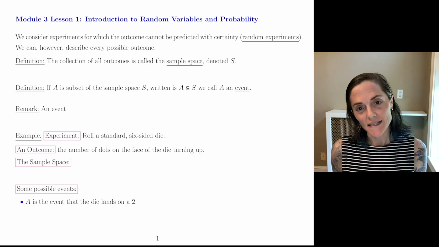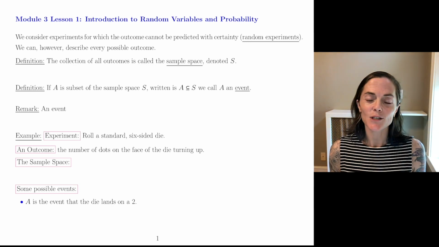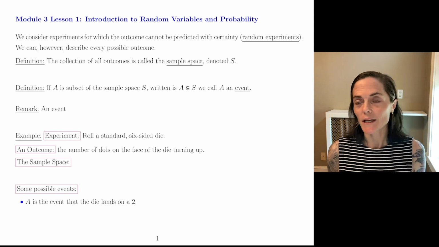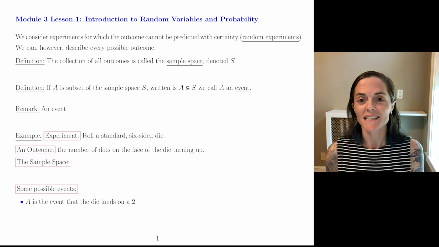So what we want to discuss is really an introduction to random variables and an introduction to probability. In particular, we will discuss probability mass functions and probability density functions.